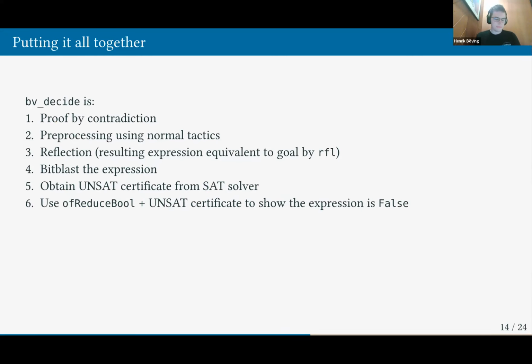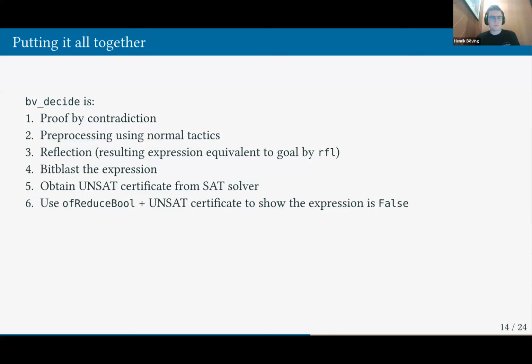So to summarize, what we're doing with BVDecide is we do a proof by contradiction, then all of the fancy pre-processing, this proof by reflection to get our BVExpr out, and we bit blast it, we give it to the SAT solver and either get a certificate or a counterexample. And then finally, we use ofReduceBool and our LRAT certificate to show that the expression is equal to false and thus arrive at a contradiction.